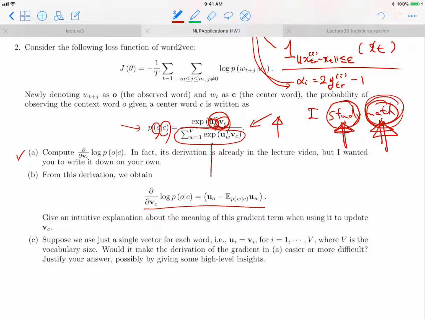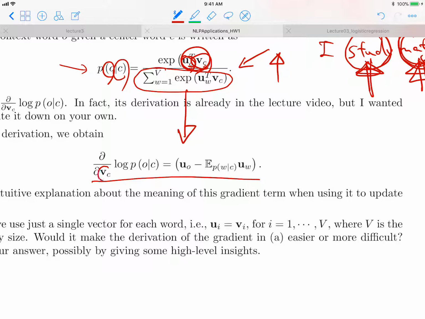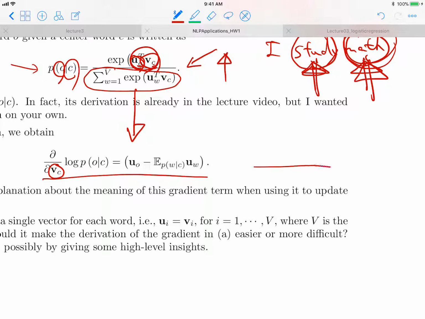Its gradient is derived as here, a gradient with respect to VC. This gradient is used for updating VC, the center word vector. My initial intuition about it was as follows. How do we use this gradient?